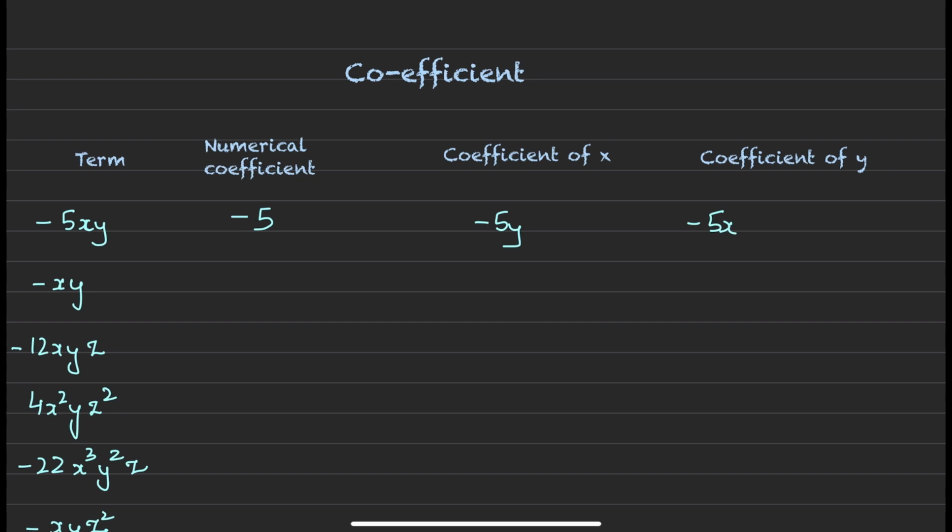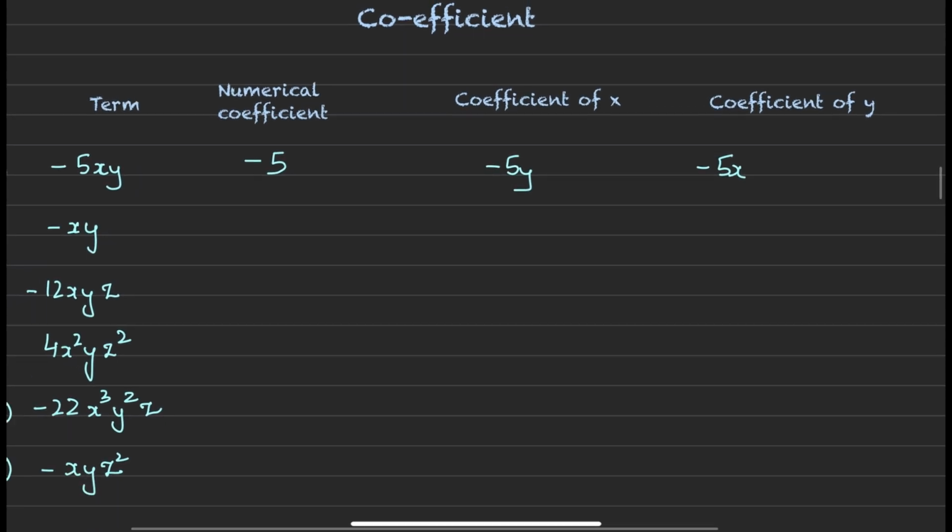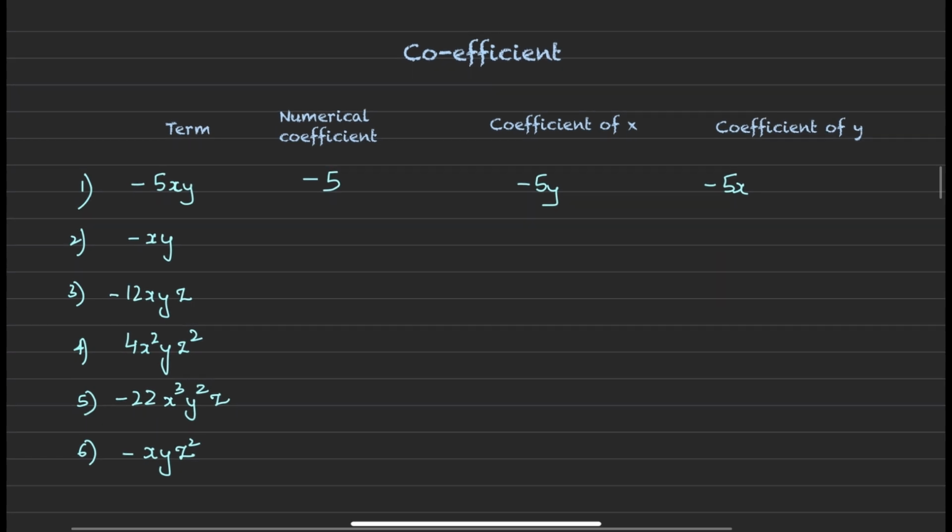Okay, the next topic is coefficient. This is pretty easy, but you have to revise this or remember how it's to be done just before your exam. What are numerical coefficients? In a particular term, if you see any number, that is a numerical coefficient.